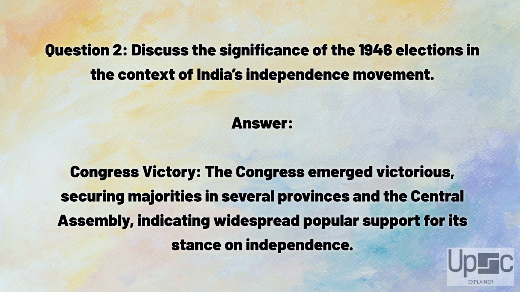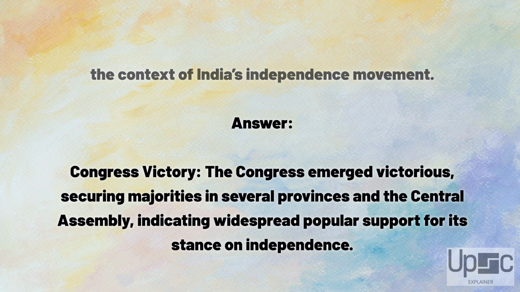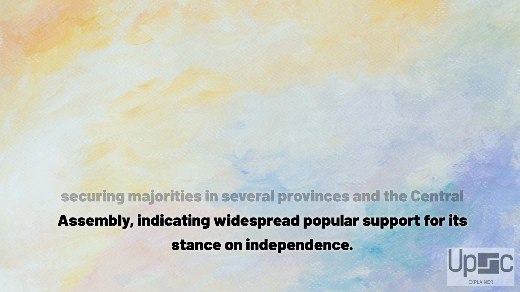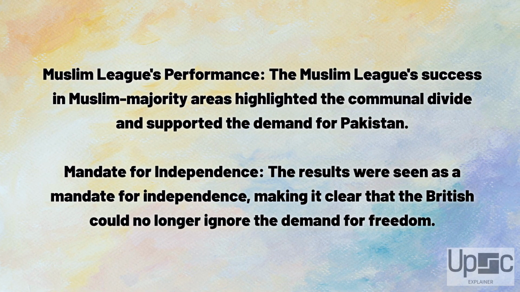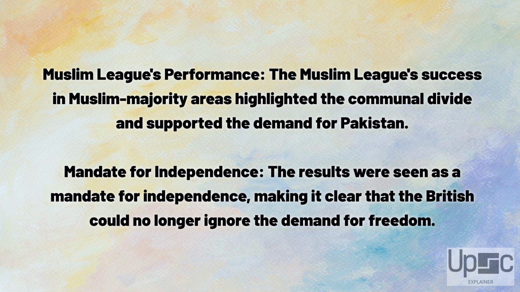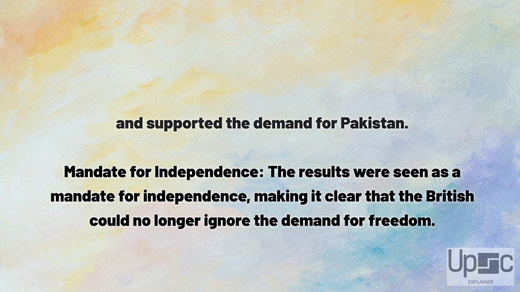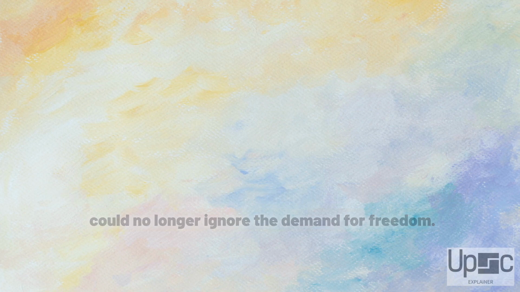Answer. Congress victory. The Congress emerged victorious, securing majorities in several provinces and the Central Assembly, indicating widespread popular support for its stance on independence. Muslim League's performance. The Muslim League's success in Muslim-majority areas highlighted the communal divide and supported the demand for Pakistan. Mandate for independence. The results were seen as a mandate for independence, making it clear that the British could no longer ignore the demand for freedom.